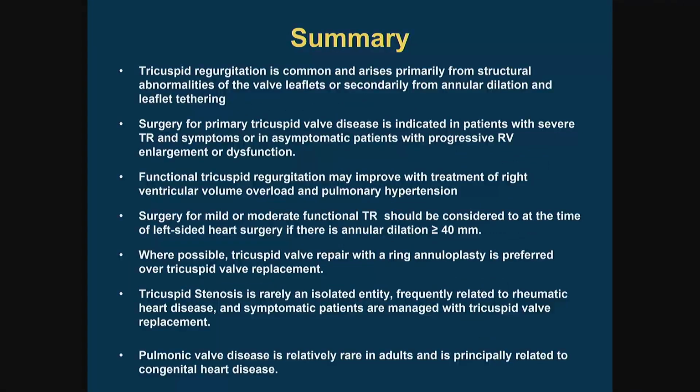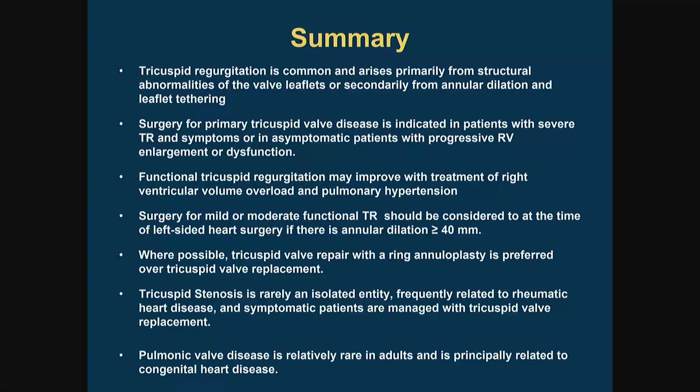So in summary, if we think about tricuspid and pulmonic valve pathology, we should remember the following. Tricuspid regurgitation is common and arises primarily from structural abnormalities of the valve leaflets or secondarily from annular dilation and leaflet tethering. Second, surgery for tricuspid valve disease is indicated in patients with severe TR and symptoms or in asymptomatic patients who have progressive RV enlargement or dysfunction, and that's for primary tricuspid valve disease.